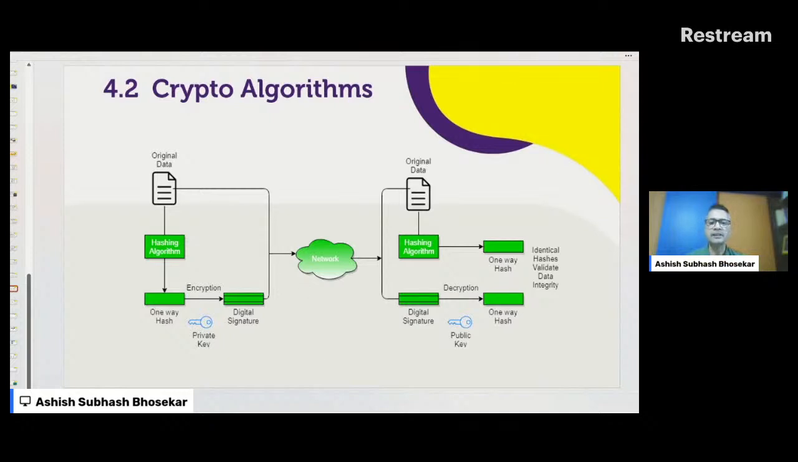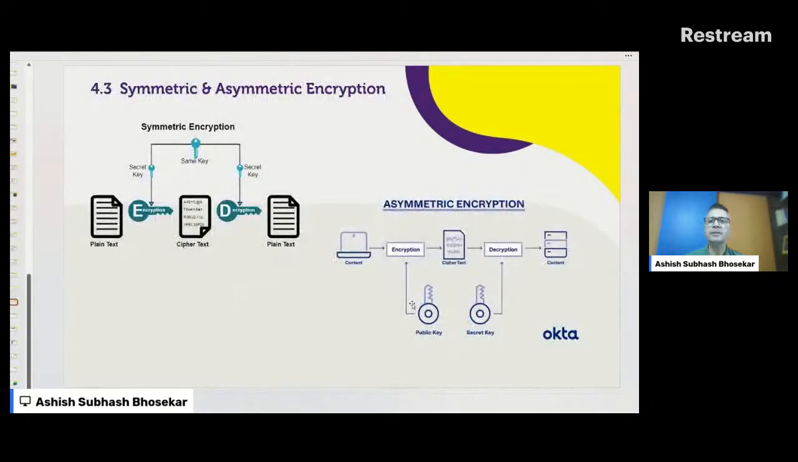And then we have the hashing algorithm also. So this is how the keys and hashing algorithm is used. They are created using the private key and can be verified using the corresponding public key itself, right? So next we will explore what is symmetric and asymmetric encryption. For that, let me just share another screen.